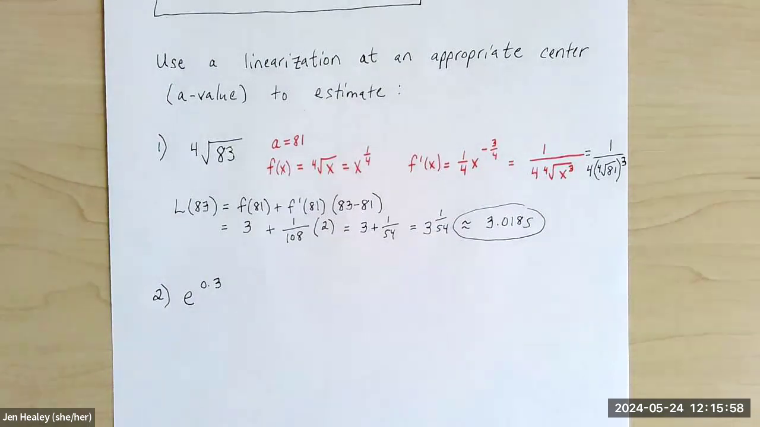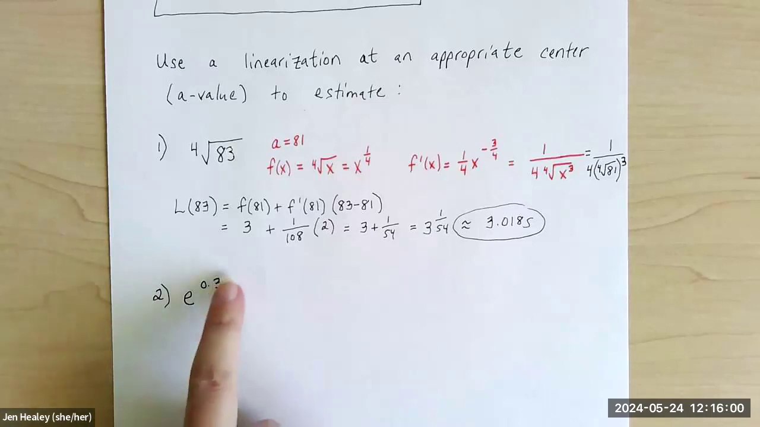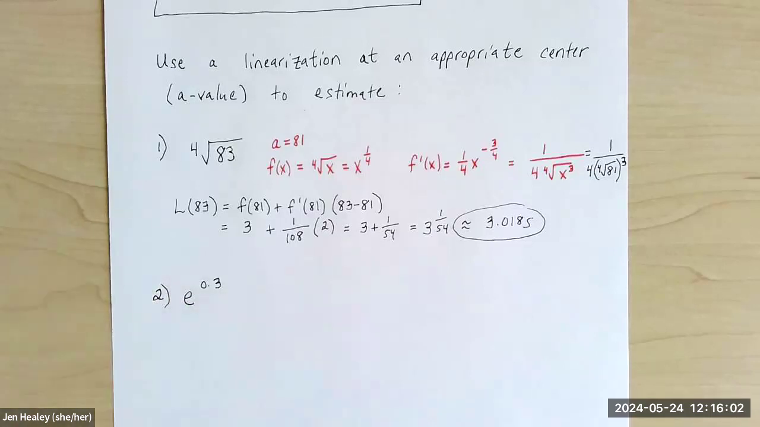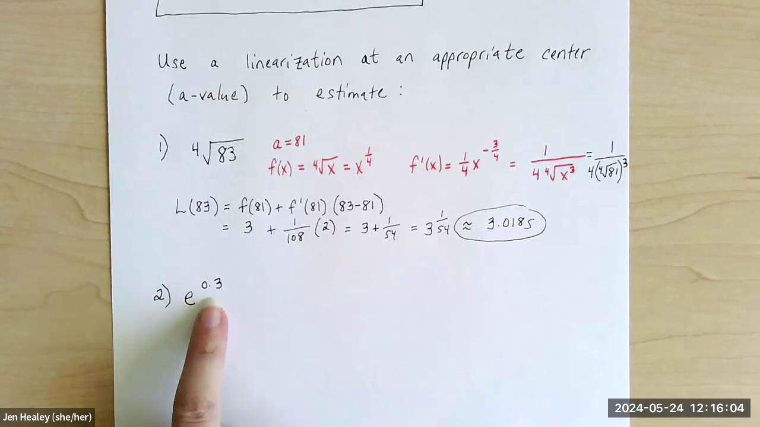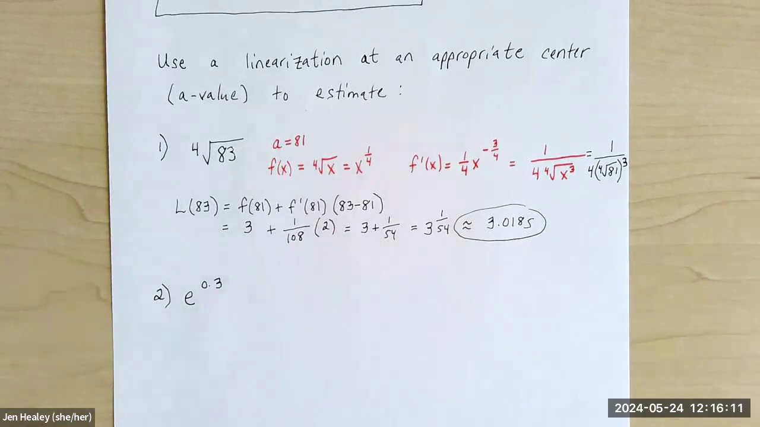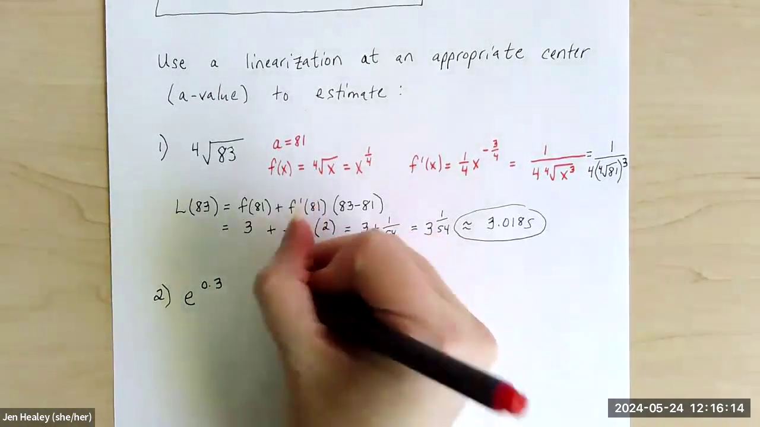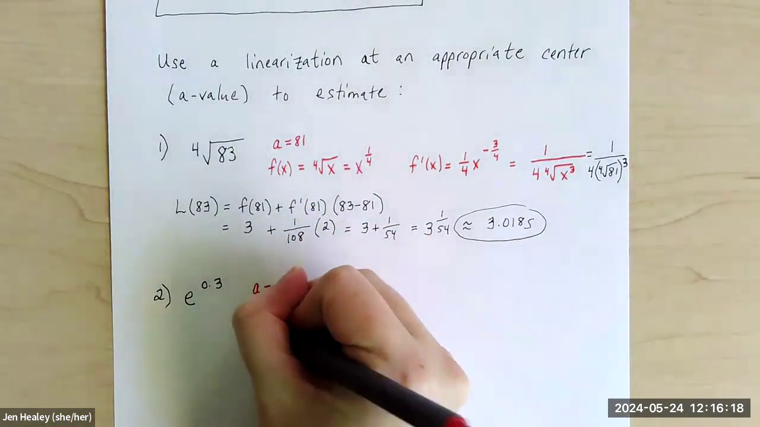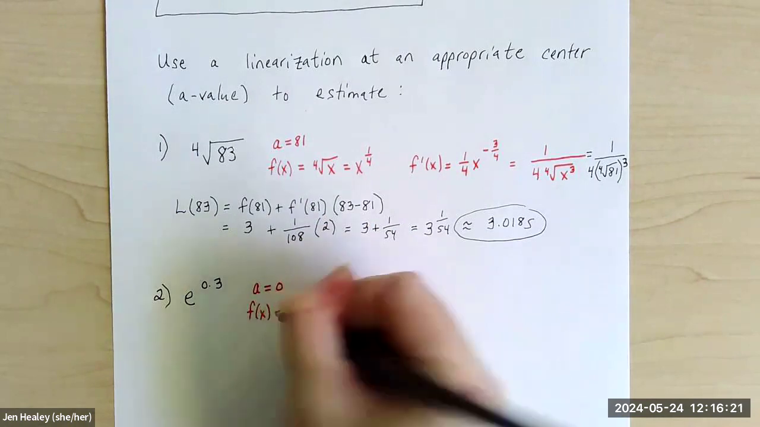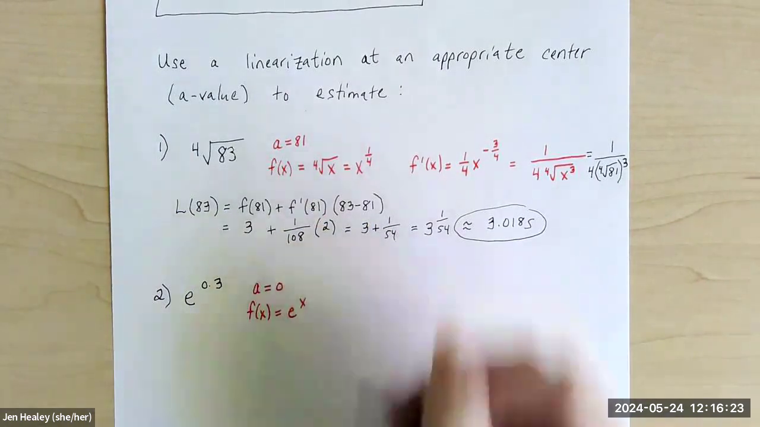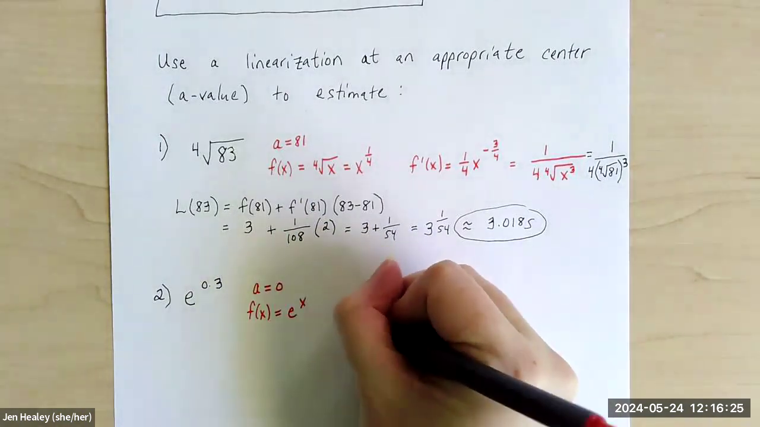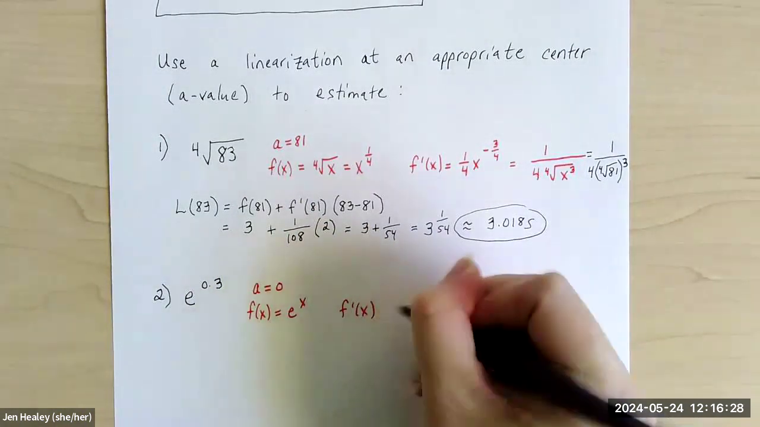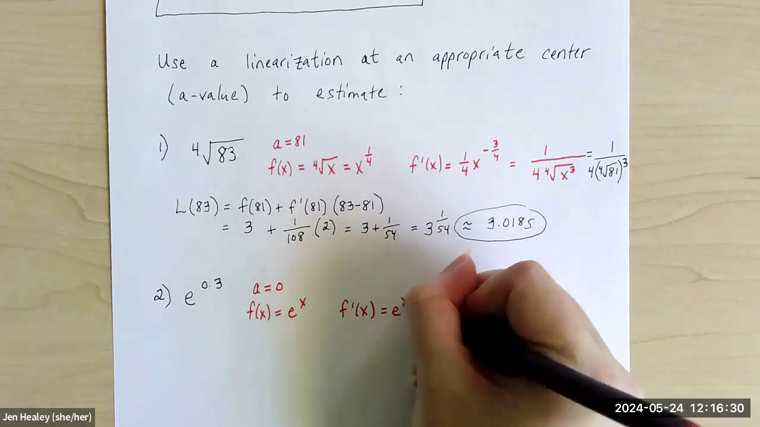So knowing that I want to choose my A in a way that's going to make me answering this part not hard. I don't want e to the 0.3 power. I don't know how to do that in my head, but 0.3 is really close to 0. So A equals 0 is a very good choice on this one. F of x is just e to the power of x. And you need the derivative of that, which is e to the x, which is also e to the power of x. So these ones are not too terrible.